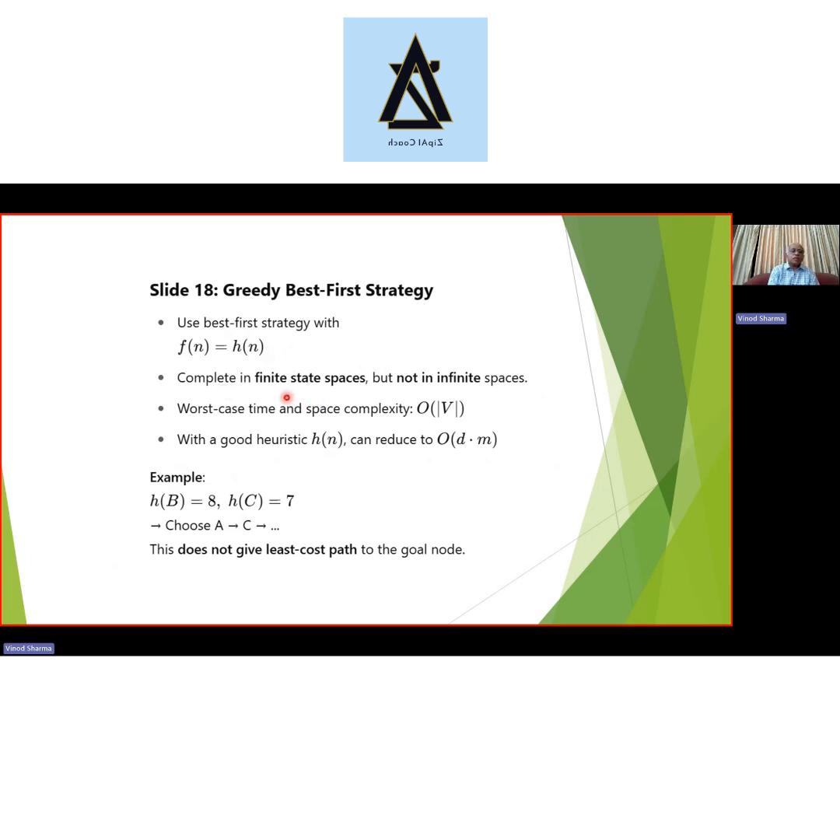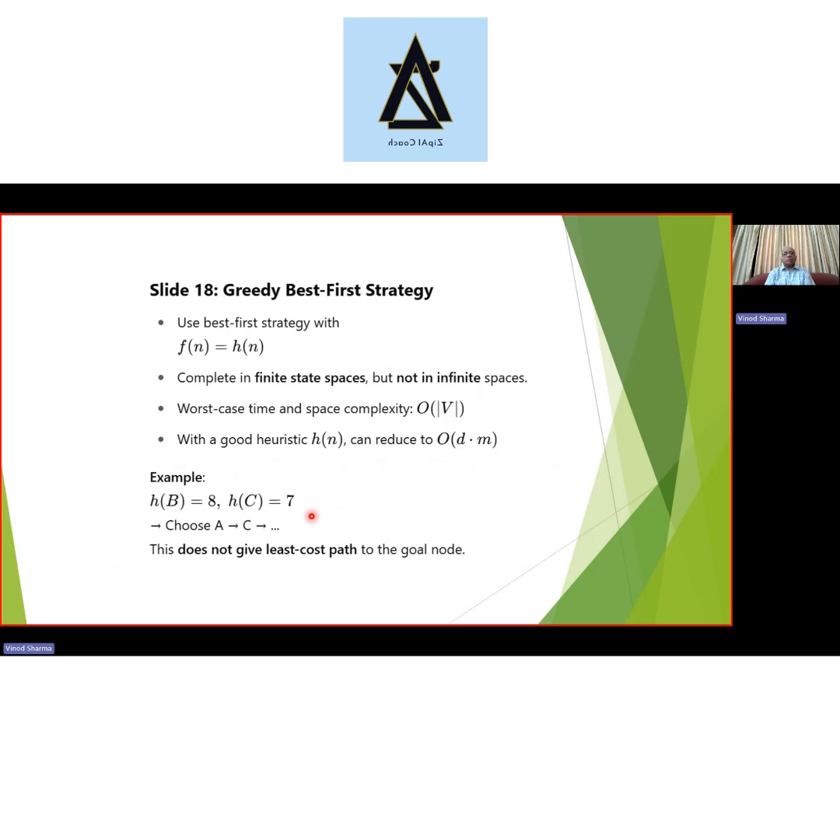This algorithm is complete in finite spaces, but not in infinite spaces, for some of the reasons that we have discussed earlier. Its worst case time and space complexities are of the order of |V|, where |V| is the number of vertices or nodes in the graph. If you have a good heuristic, a good estimate of cost from the current node n to the goal, then we can do better and reduce the complexity to the order of d times m.